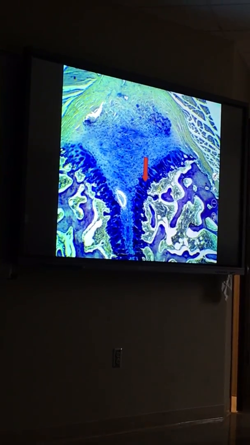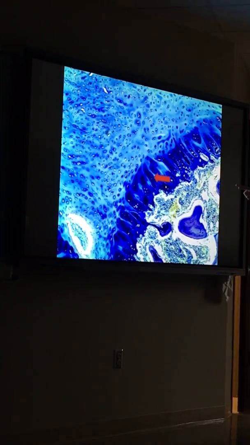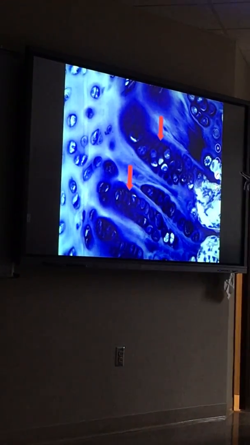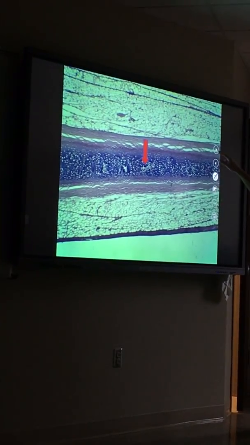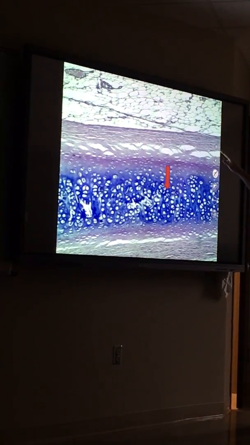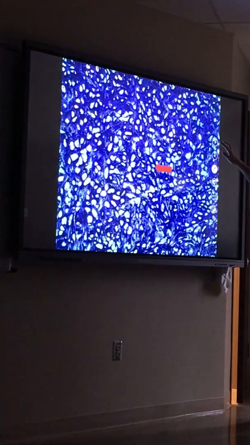Then we had our 3 cartilages, right? And this is going into fibrocartilage here at 100 and 400 power, fibrocartilage. Then we had hyaline cartilage at 400 power. And then we had elastic cartilage in the red here.